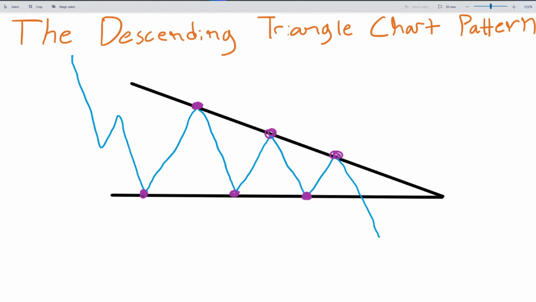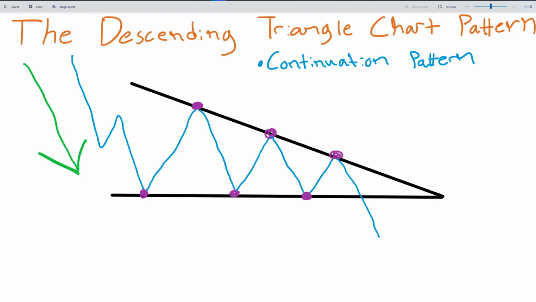And because of this, the descending triangle is something we call a continuation pattern, meaning that most of the time the pattern will break in the same direction as the trend. So in this case, prior to the pattern, we have a downtrend. So continuation patterns will most of the time break in the same direction as the trend. So we often say that the descending triangle is a bearish continuation pattern because it suggests that we break to the downside.